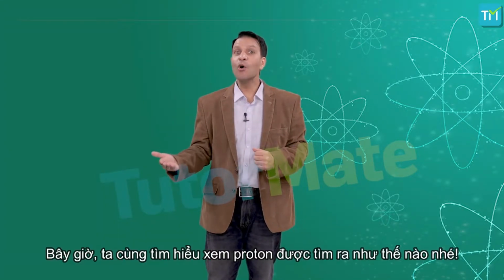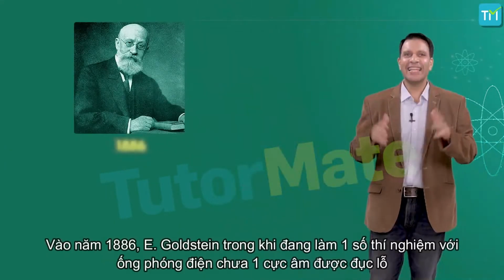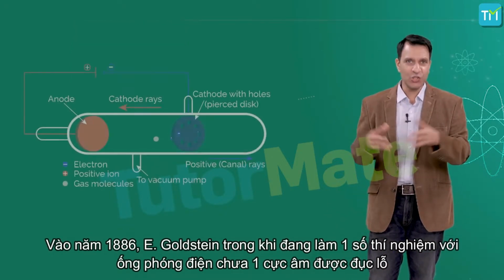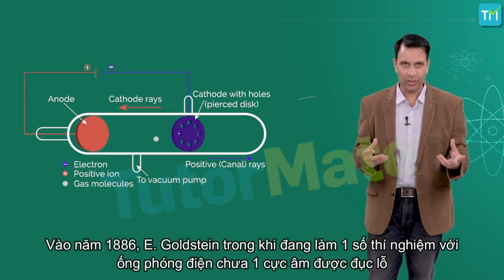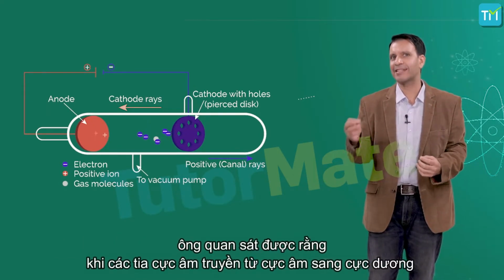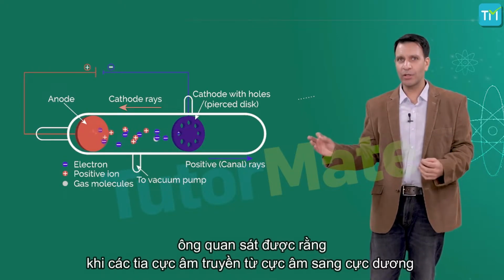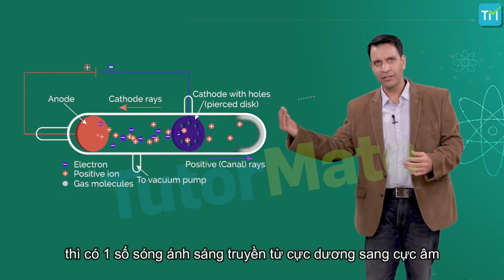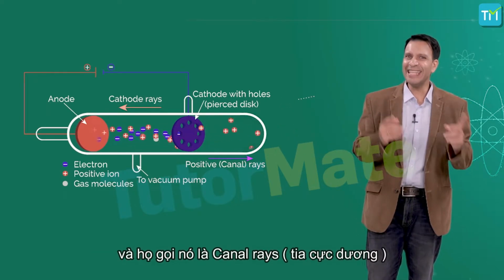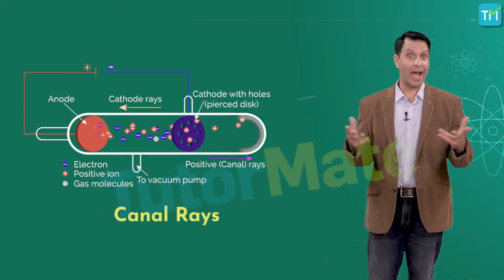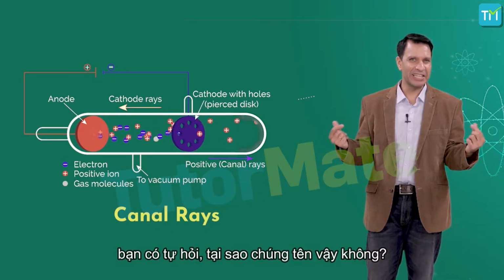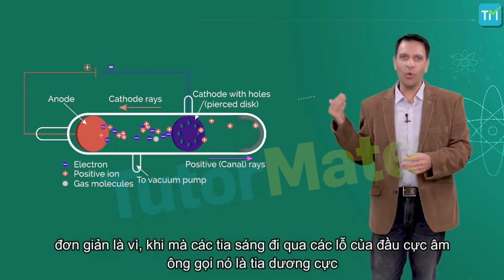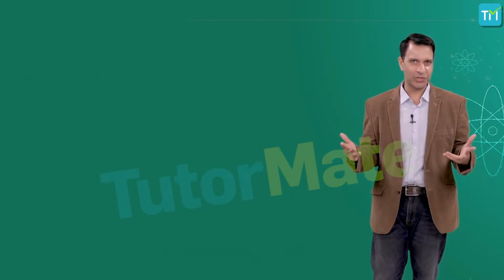Now let's look at how protons came to the fore. In 1886, E. Goldstein, while performing some experiments with a discharge tube containing perforated cathode, observed that when the cathode rays are traveling from the cathode to the anode, there are some other luminous waves which travel from the anode to the cathode, and he called these canal rays. Why that name, you wonder? Any guesses? Simple. Since these rays passed through the holes of the cathode, he named them canal rays.